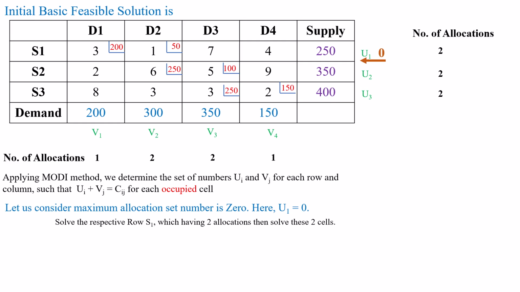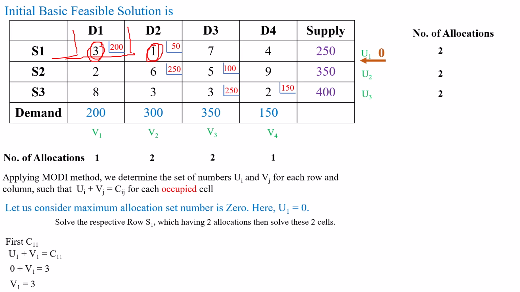Next we solve the respective row, the S1 row, which has two allocations. The allocated cells are the S1 row and D1 column, and similarly the S1 row and D2 column. The first is the first row and first column, so it is C11. The second is the first row and second column, the C12. So first we solve C11 as well as C12.